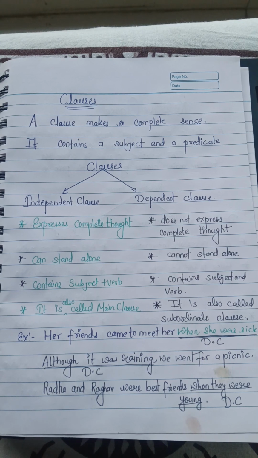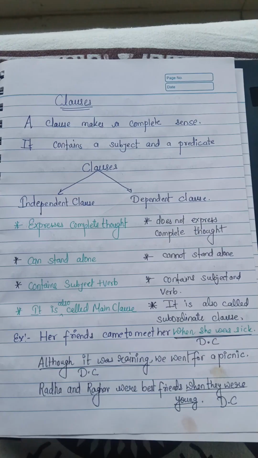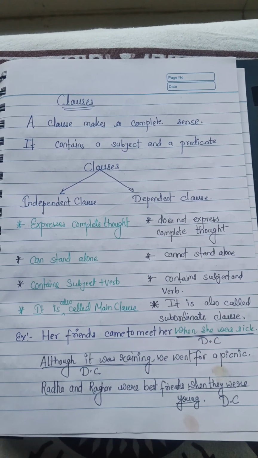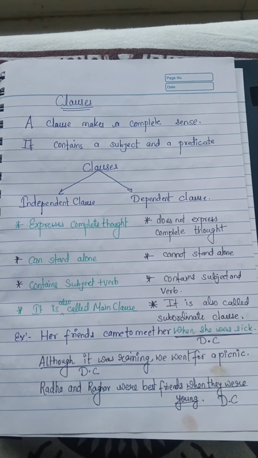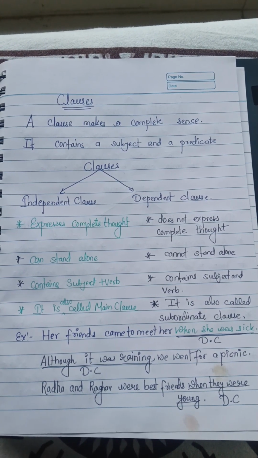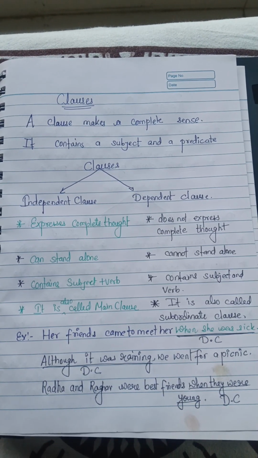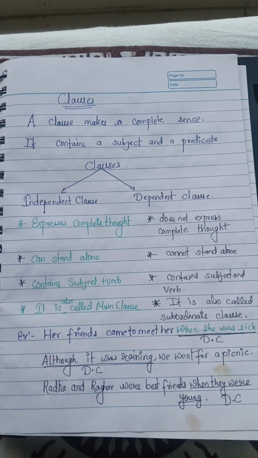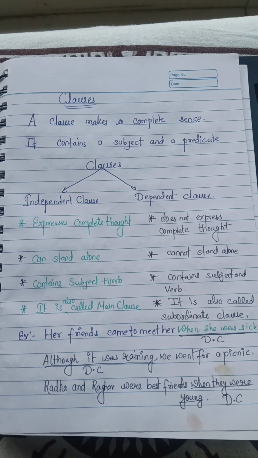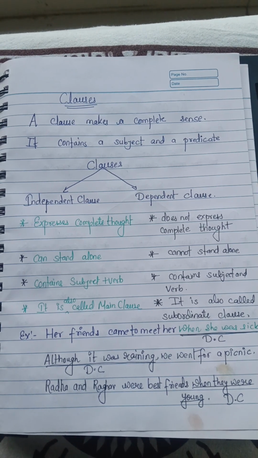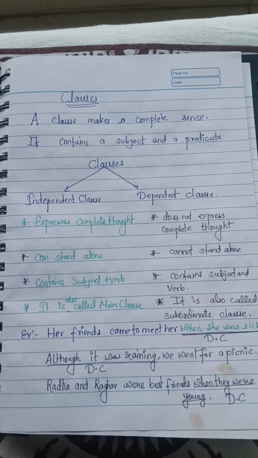See the example over here. Her friends came to meet her when she was sick. Can you find, students, what the connector is over here? Yes, here the connector is "when". So what we read after this, "when she was sick", is our dependent clause. Before the dependent clause you will get a subordinating conjunction or relative pronoun which connects the dependent clause to the independent clause. Let us see another example.